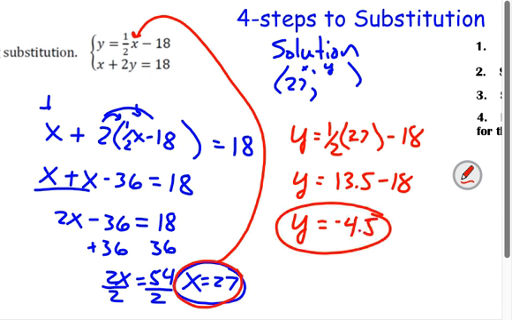So you could write your answer like this. Hey, there's my x and there's my y, but I prefer you to write it as an ordered pair, just like this. And that's substitution.